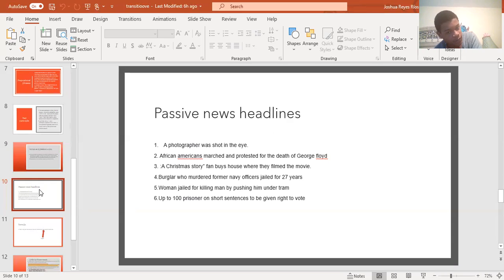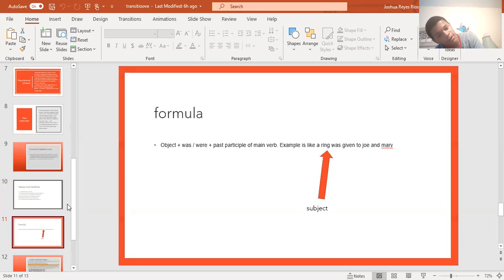Up to 100 prisoners on short sentences to be given right to vote. Now they were given the right to vote, so that means they could vote now, because on short sentences means they're on short. Now on the next one, formula.